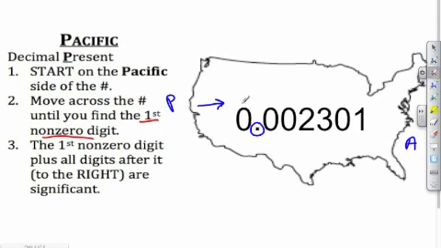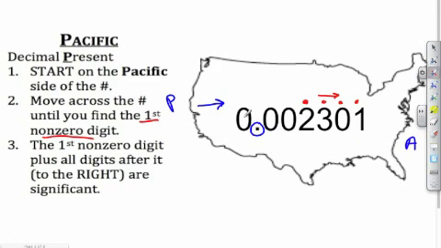The first non-zero digit moving to the right is this 2. Now, the first non-zero digit, and actually any non-zero digit in a number, is considered significant. But this first one is most certainly significant. And then the rule is any digit that comes after that is also significant as well. So as I keep going to the right across the number, or across the continent if you consider the United States, the 2, the 3, the 0, and the 1, these are all significant.